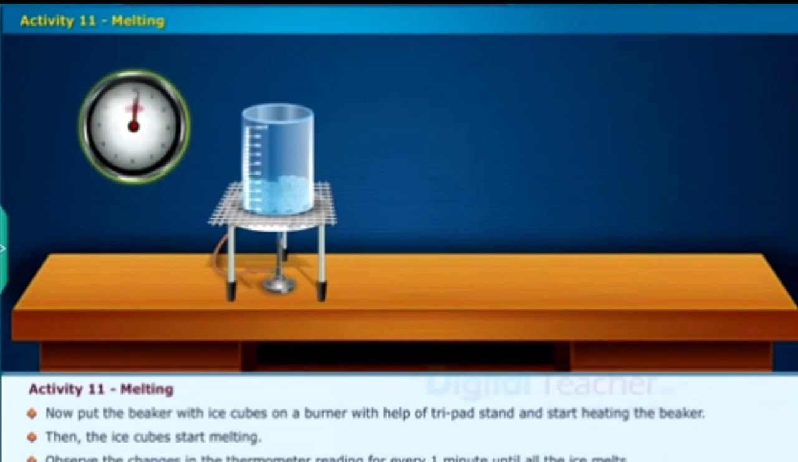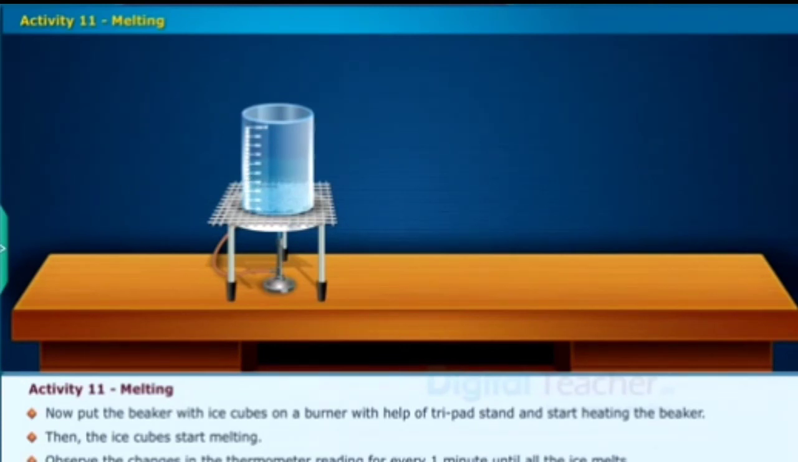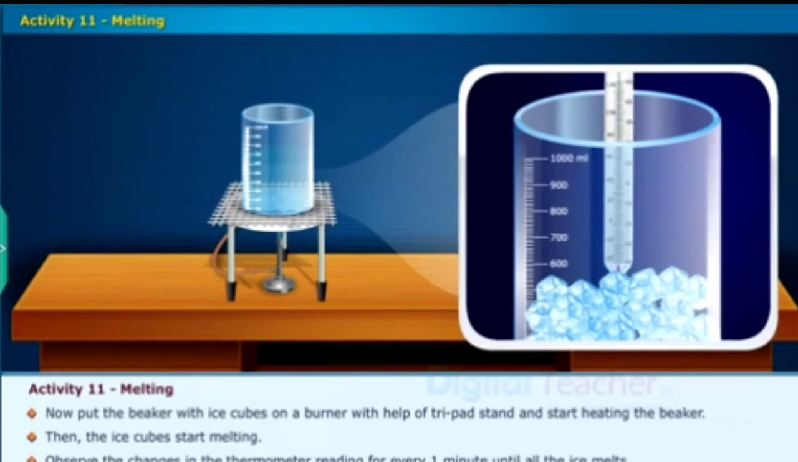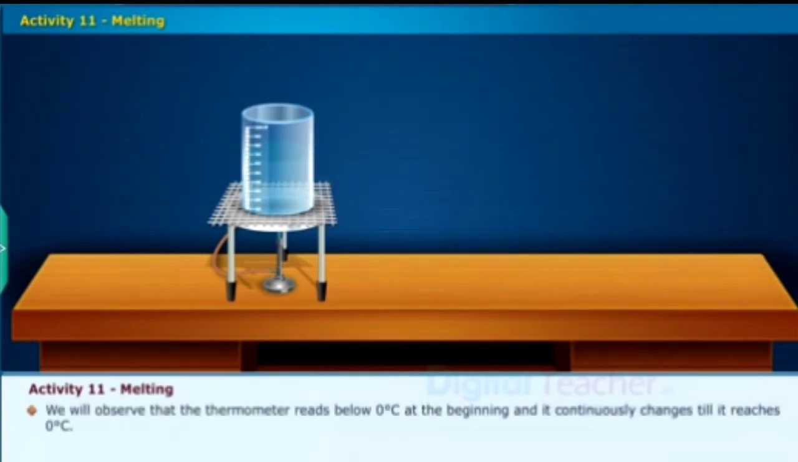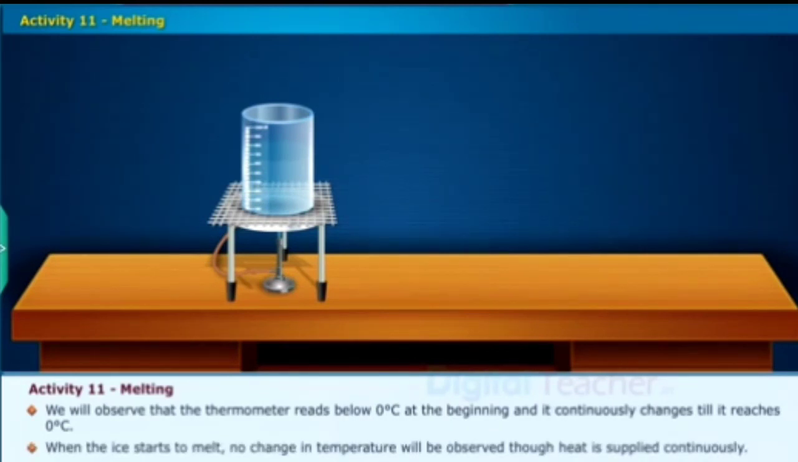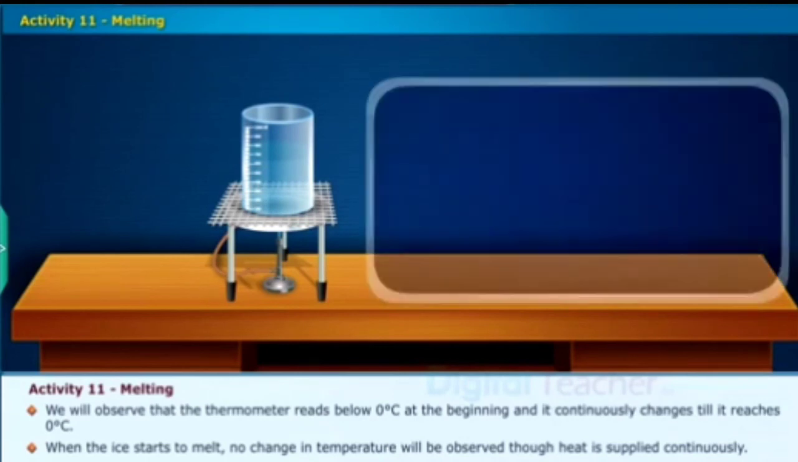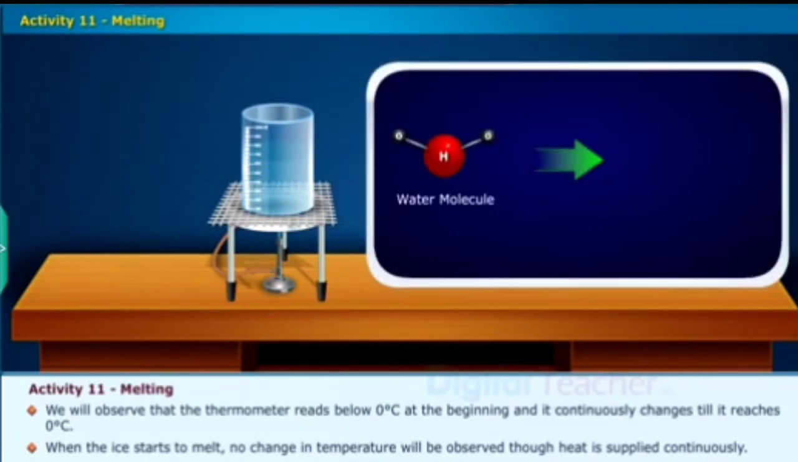Observe the changes in the thermometer reading for every 1 minute until all the ice melts. We will observe that the thermometer reads below 0 degrees Celsius at the beginning and it continuously changes till it reaches 0 degrees Celsius. When the ice starts to melt, no change in temperature will be observed though heat is supplied continuously. The heat supplied to the ice increases the internal energy of the molecules of the ice.